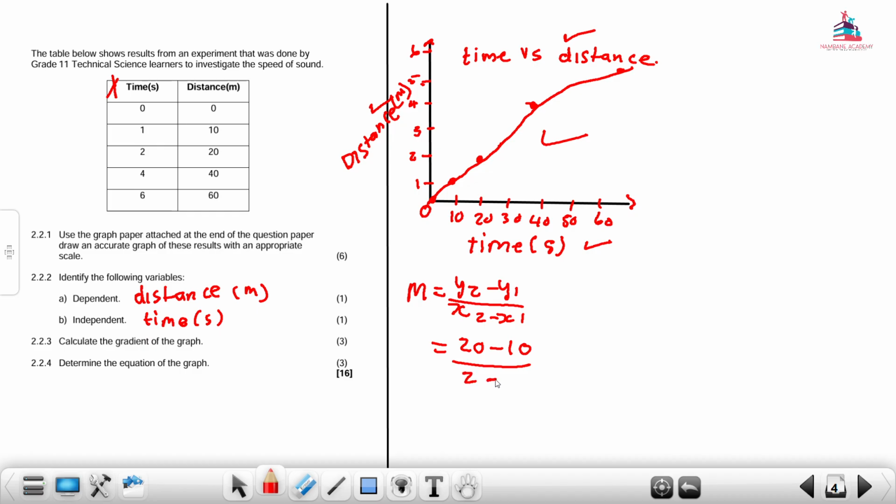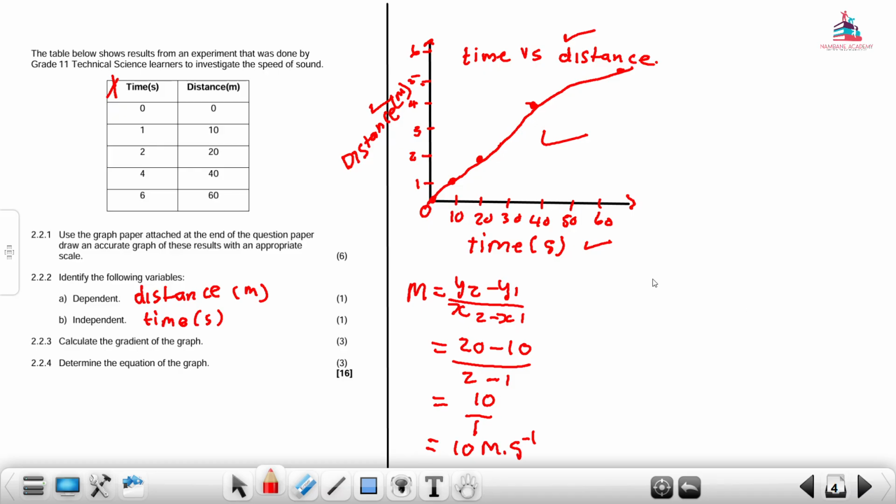And it's going to be 2 and 1. It's going to be 10 over 1, which is the same as 10. Because you are dealing with distance and time, your unit will be meter for distance and then time, seconds.